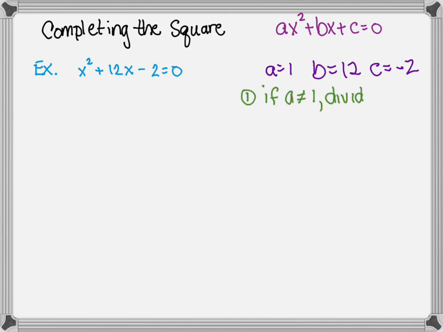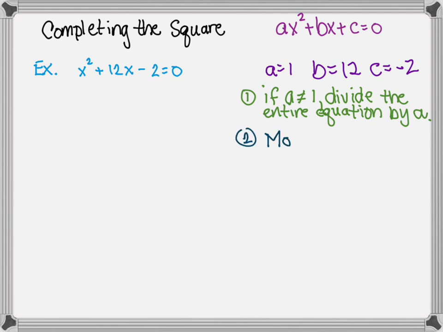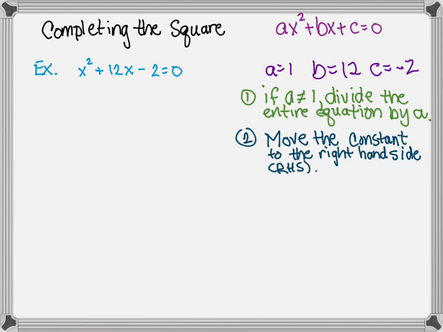So our first step, if a does not equal 1, then we will divide the entire equation by a. However, in this case, our a is 1, so we don't need to divide our equation by anything. Step 2, move the constant to the right-hand side. And I'll be abbreviating right-hand side as RHS. So to do that, I will add 2 to both sides of the equation, and I'll get x squared plus 12x equals 2. I'd like to leave the space on the left-hand side because I will fill that in on the next step instead of rewriting everything.